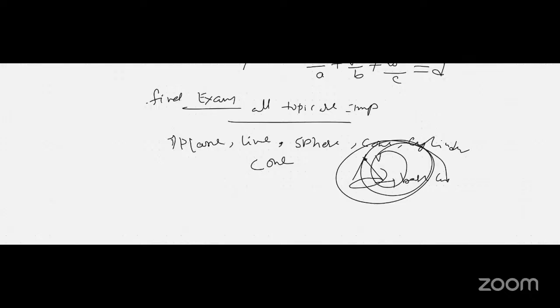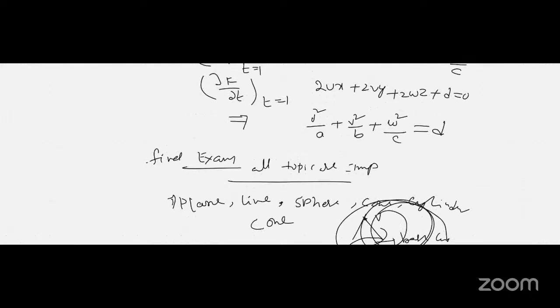So the topics are plane, line, sphere, cone, cylinder. You have to focus on only these topics: how to find the equation of the plane passing through 3 points, the shortest distance between skew lines, the equation of the sphere, and the intersection of two spheres. These are all very important topics even for your final examination.